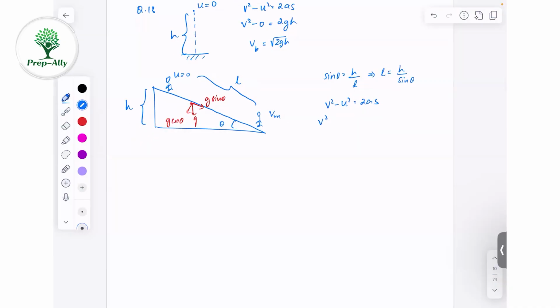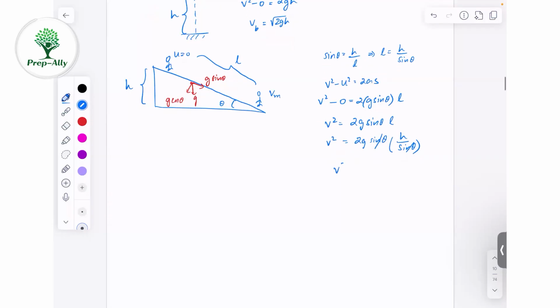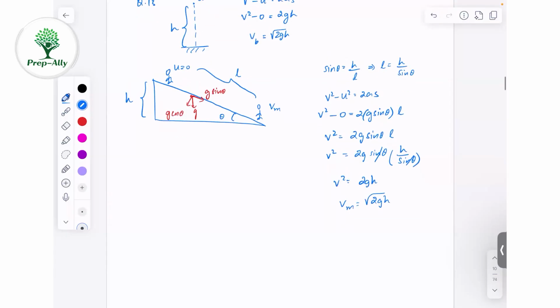plane. So v square, this is Vm, we'll put it as m later on, is 2, the component of acceleration down the incline is g sine theta, and the displacement is just L. So v square is 2g sine theta into L. Now let's substitute for the value of L in terms of h, that is h by sine theta. The sine theta gets cancelled. We are left with v square is 2gh. So velocity of man is root over 2gh. So do you see that both the values are equal? Hence, that is the answer.